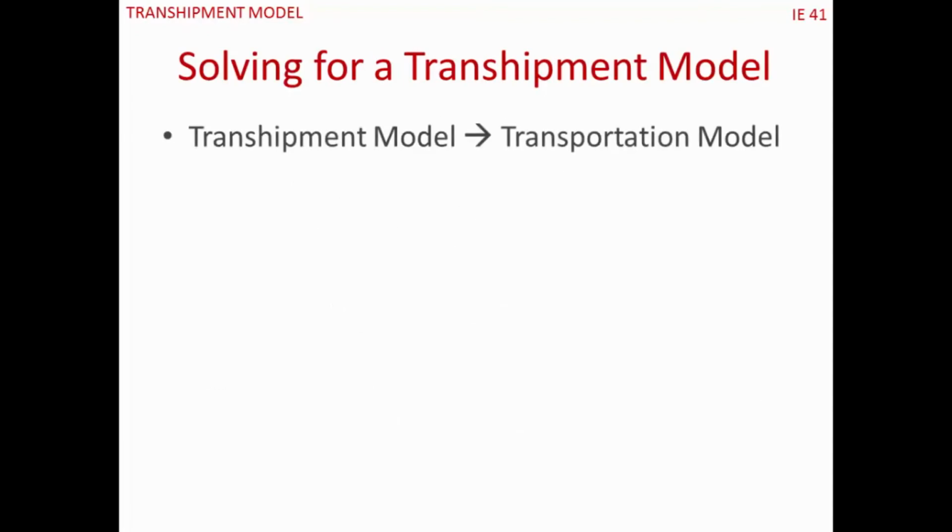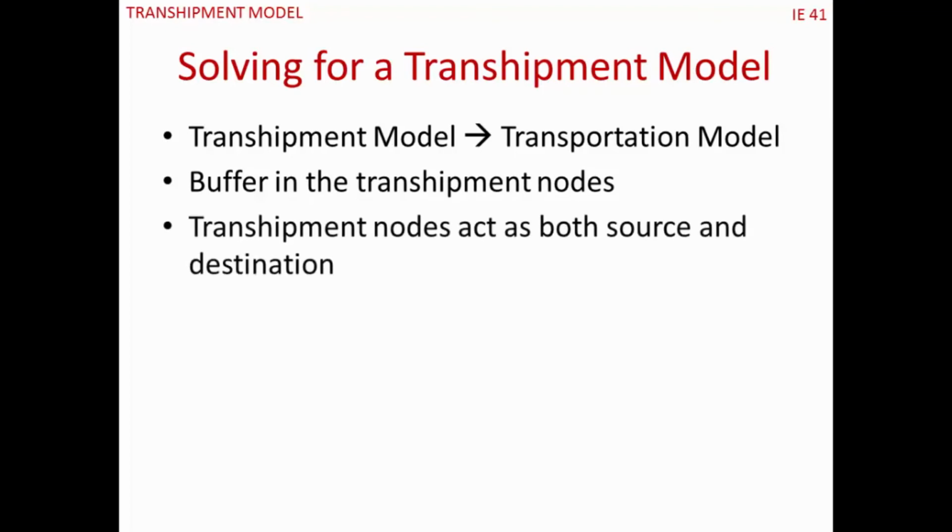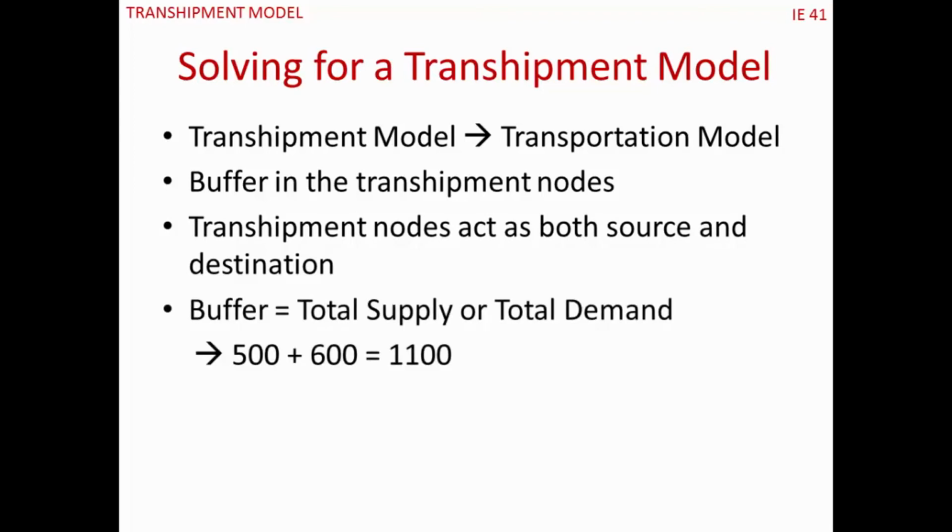Solving a transshipment model involves converting it to a transportation model by applying the concept of a buffer in the transshipment nodes. Since transshipment nodes act as both source and destination, aside from the original supply, they can provide for the original demand to be satisfied. A buffer is to be added. This buffer is equal to the sum of the supply or demand for the whole model. Remember that total supply should equal total demand. Our buffer for this example is equal to 500 + 600 = 1100.